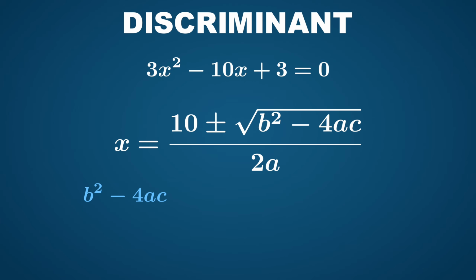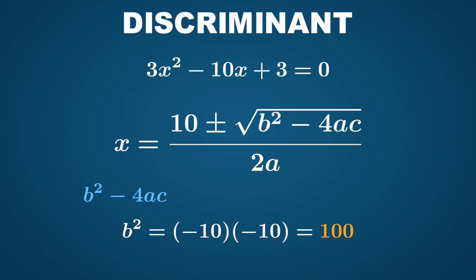Let us calculate this internal part separately to avoid making any algebra mistakes. First, we need to correctly find the numerical value of b squared for our equation. We must multiply negative 10 by negative 10 to calculate this b squared value. A negative number times another negative number always produces a positive result.